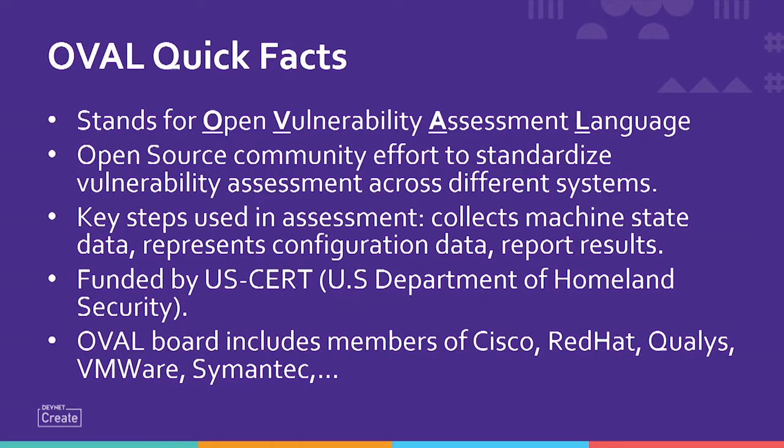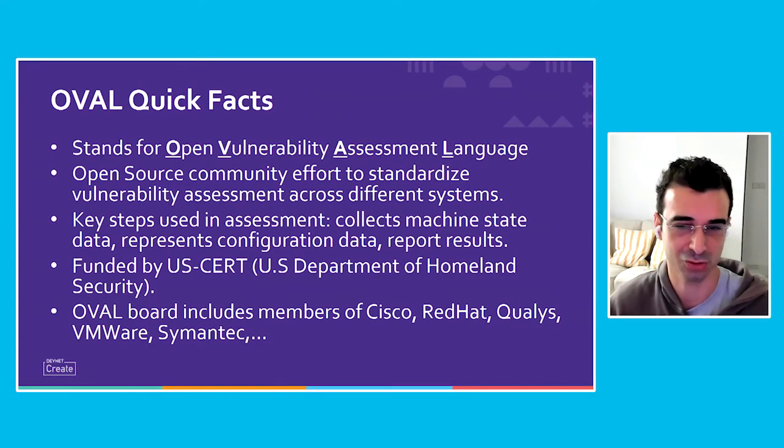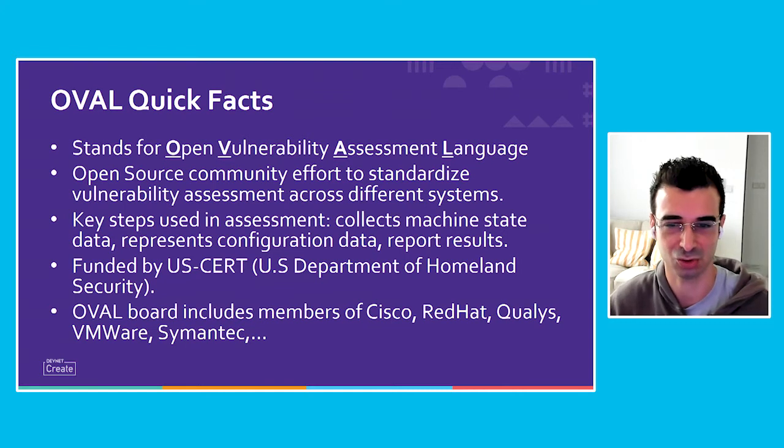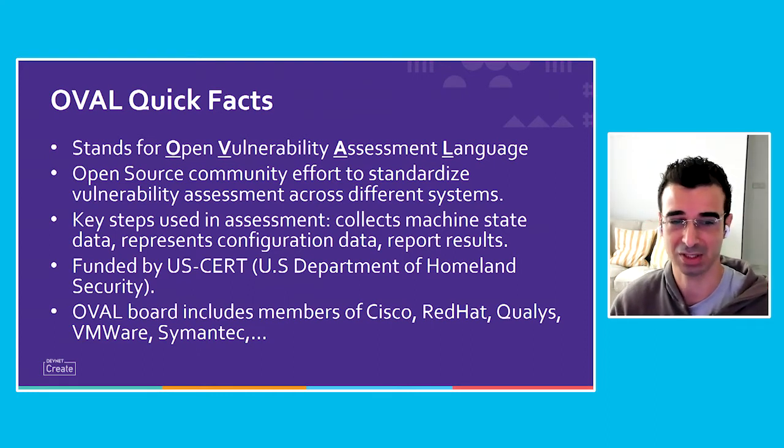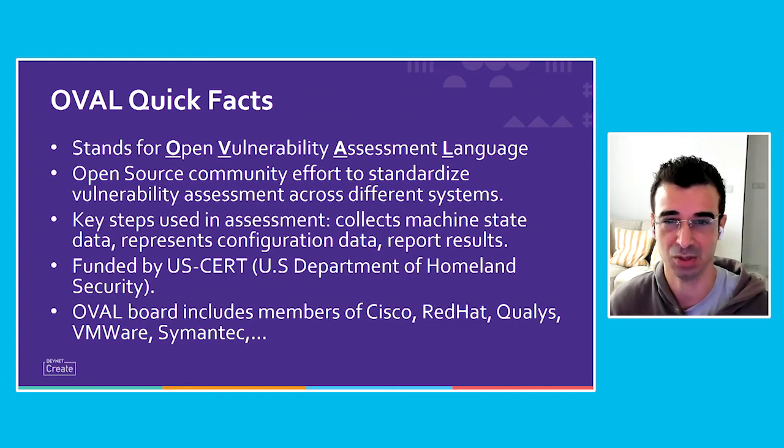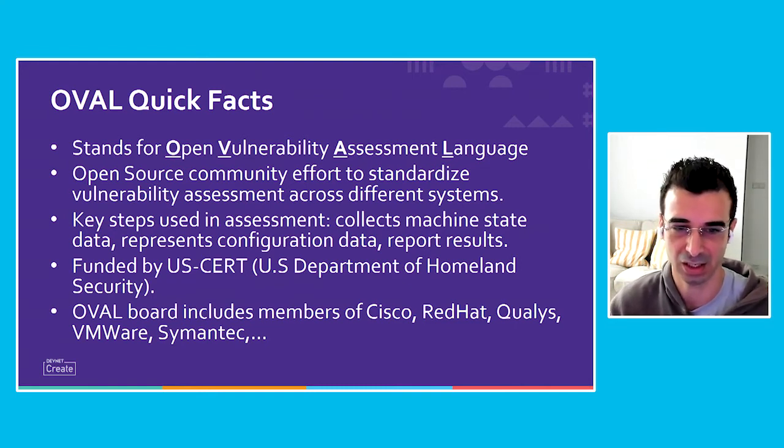So basically, OVAL stands for Open Vulnerability Assessment Language, and it's an open source community effort to standardize vulnerability assessment across different systems. Although I'm going to focus today primarily on Cisco network devices, the aim of this standard was to standardize the way you run a vulnerability assessment on the target system. And you have basically three key steps to run during the assessment, regardless of the target system you're assessing.